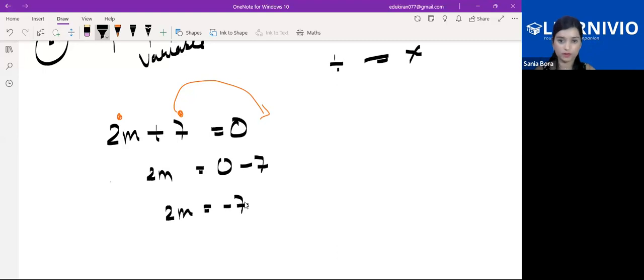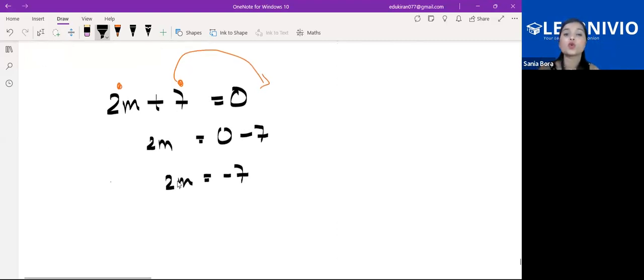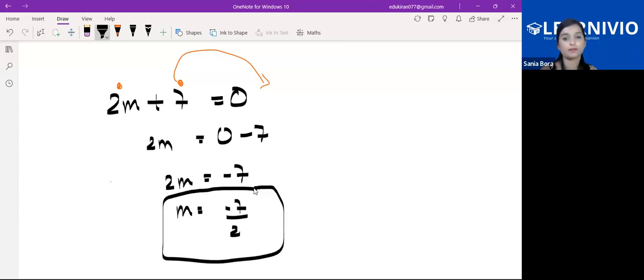You need to solve it. Now after this, 2 is another friend. He also will leave because you have to make m alone. Now what is the relationship between 2 and m? Multiplication. So now it will go to this side in division. Okay, so this is the value of m.